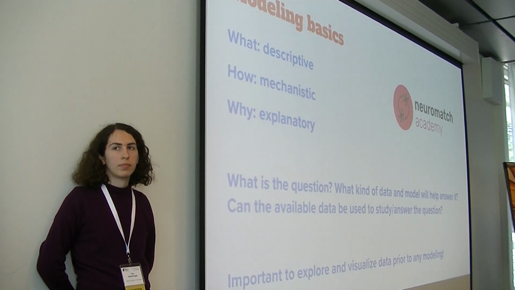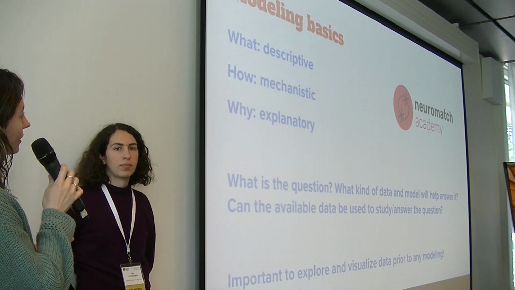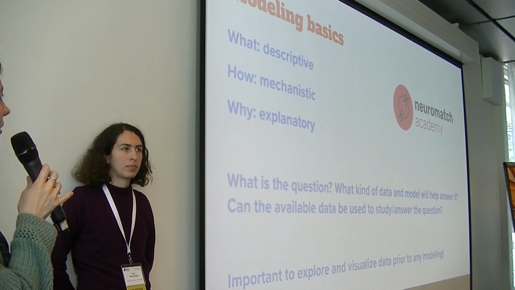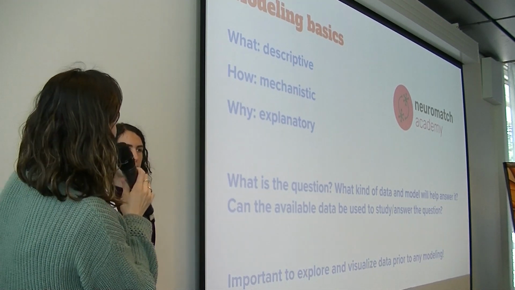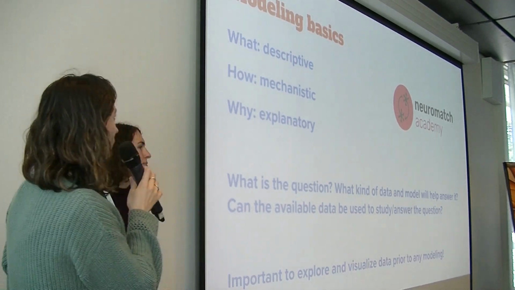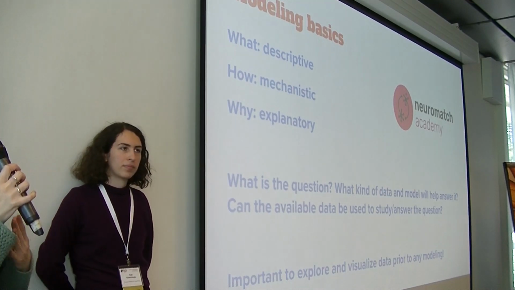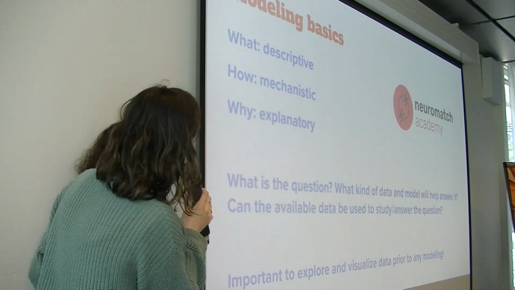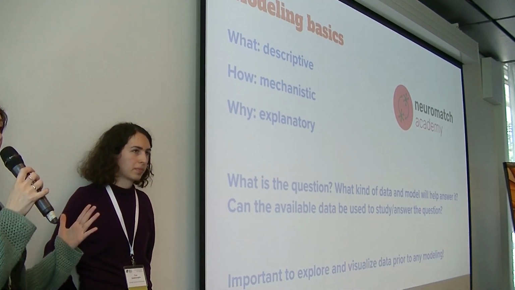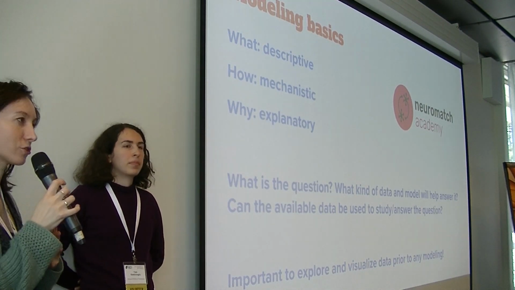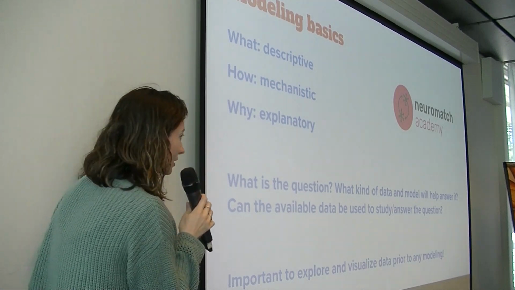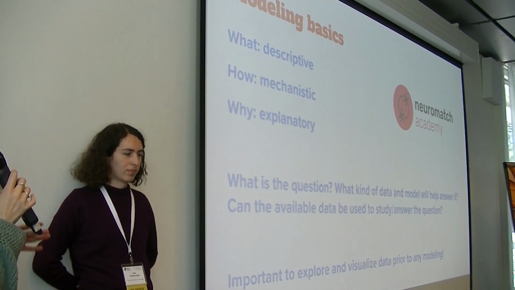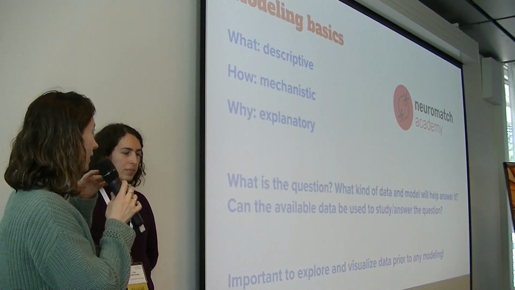One of the ideas that they start their course with is why model and what types of models there are. They outline descriptive models, which basically answer the question of what is in your data and how you can describe your data. Then there are mechanistic models, which answer the question of how certain processes unroll or take place, and then they outline explanatory models.